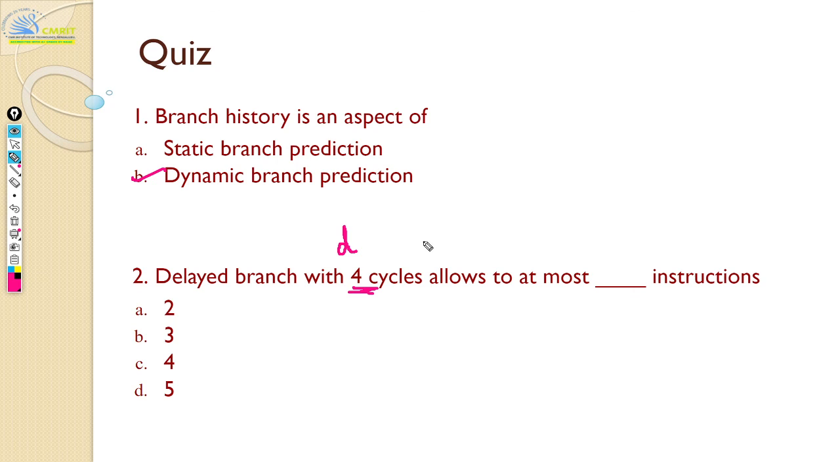Who else wants to try? Sindhu R. Hey, finally, Sindhu, you're here. D minus 1, which is B3, right? Very good. Thanks, Sindhu R. D minus 1 instructions to be inserted. All right. Great.